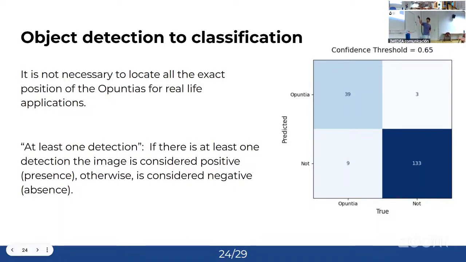And to adapt this model, we use a simple rule. If we detect at least one plant, there is presence. If we don't detect any plant, there is absence. I mean, there is not the plant.